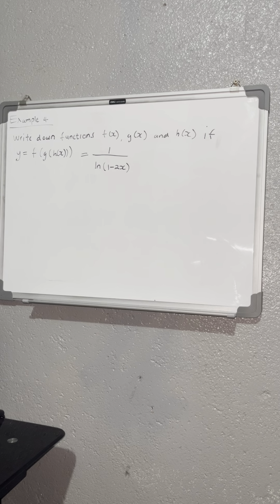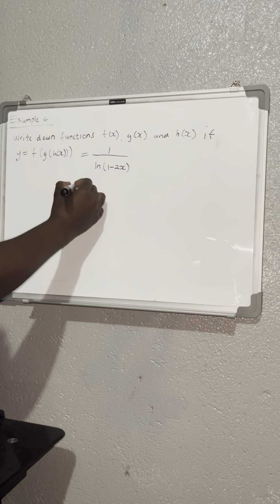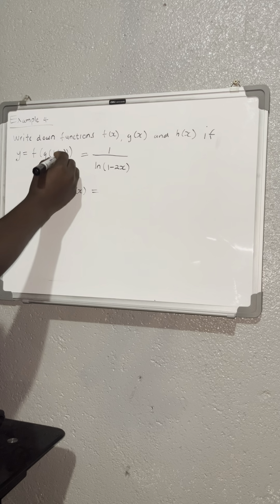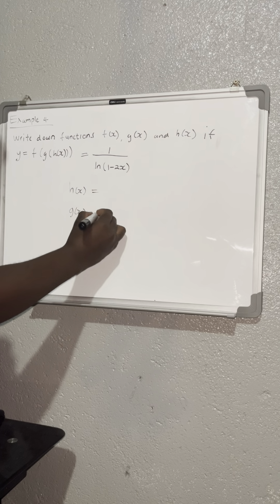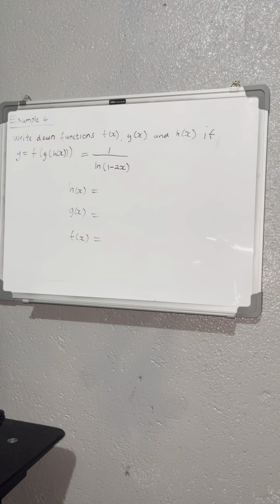So yeah, this is the last example that we're going to do. So we're given a question that looks like this, and they ask us to calculate the h of x, the g of x, and the f of x. So let me just write them down. They want the h of x. Remember, we're starting internally going out. Then you get to your g of x. Then you get to your f of x.